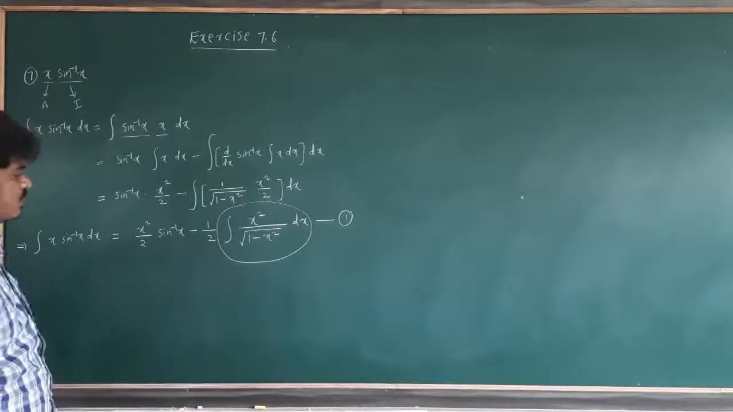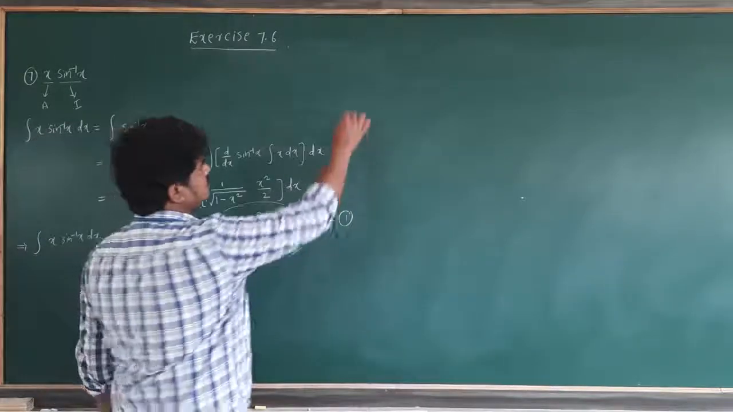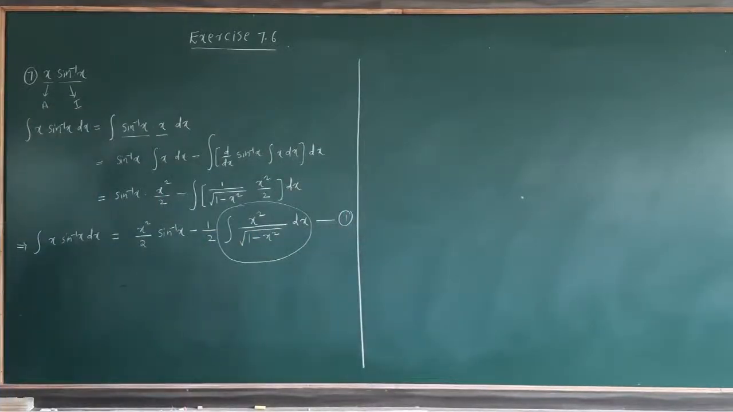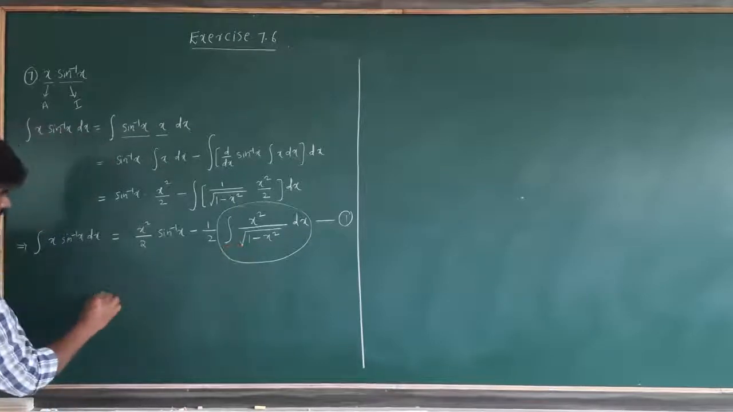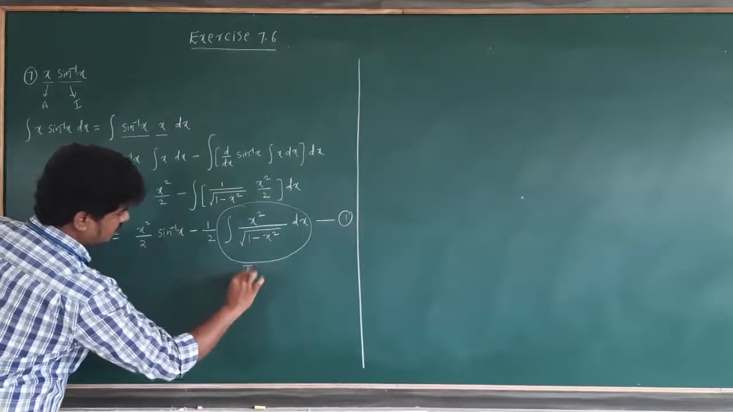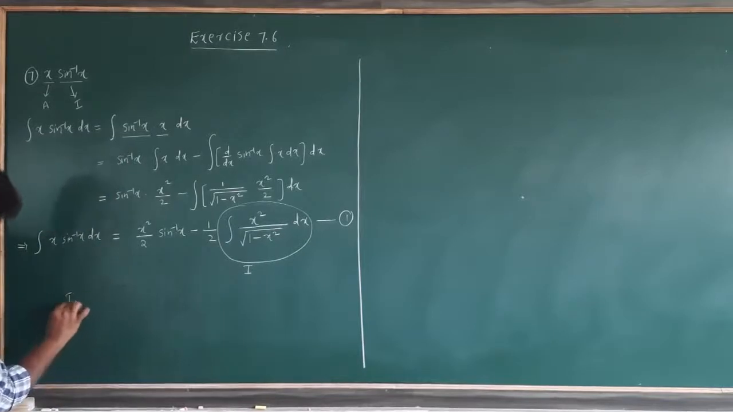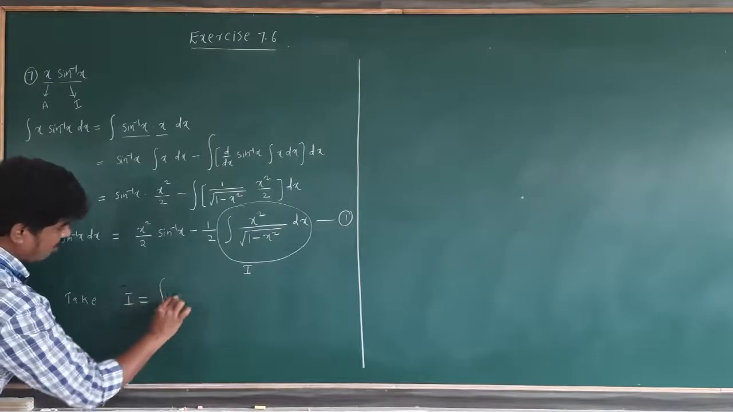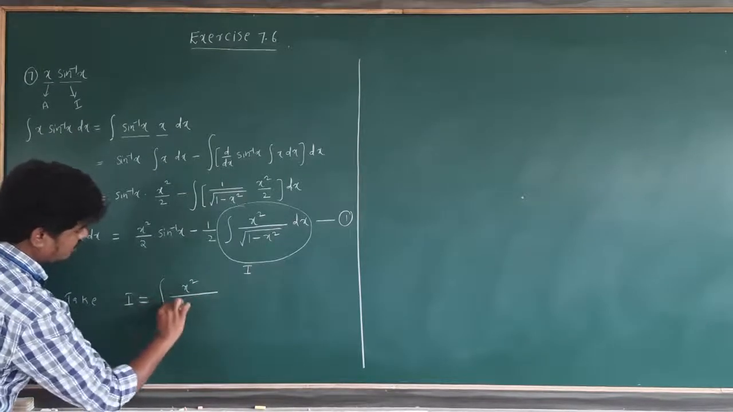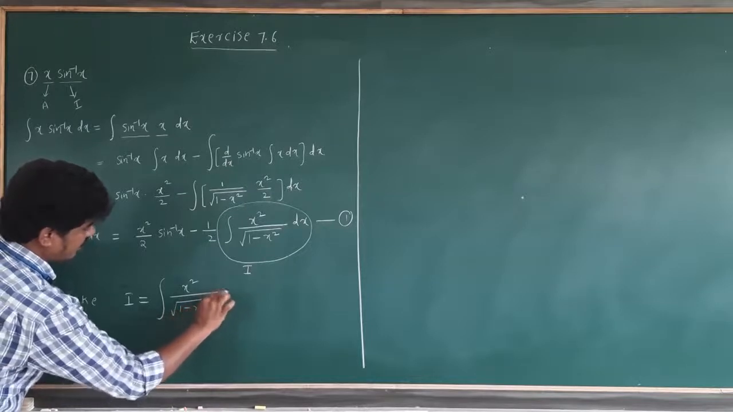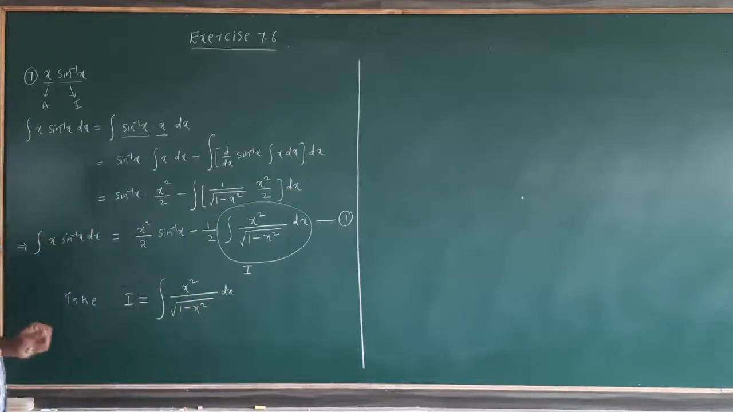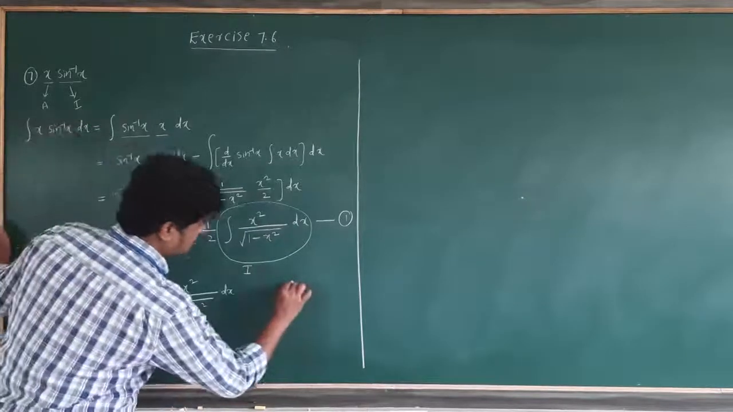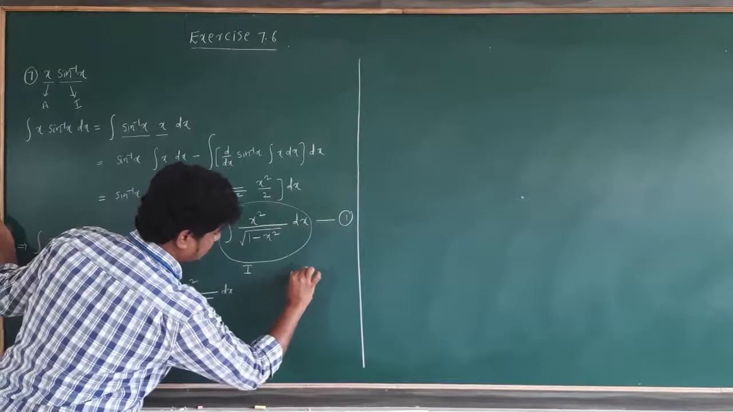Next, again we substitute here. Take this as I1. Take I is equal to integral of x square divided by root over 1 minus x square dx. Here we have to use the substitution x is equal to sin theta. Put x is equal to sin theta.